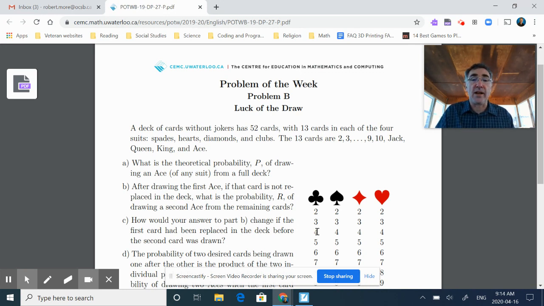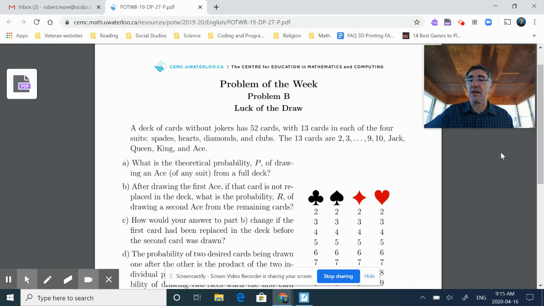C, how would your answer to part B change if the first card had been replaced in the deck before the second card was drawn? So again, this is taking that initial ace and putting it back in, answering that question. Again, thinking about how many aces do I have in there now? How many cards do I have in there now?